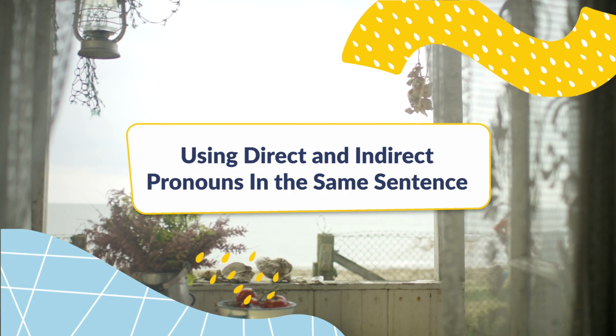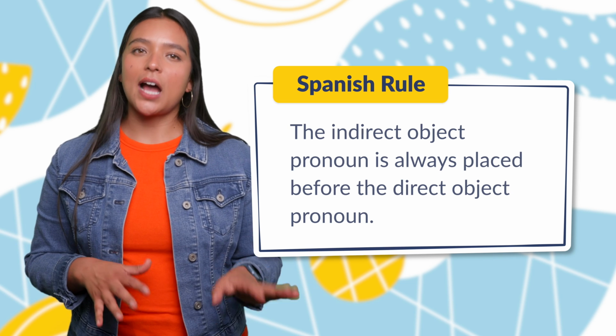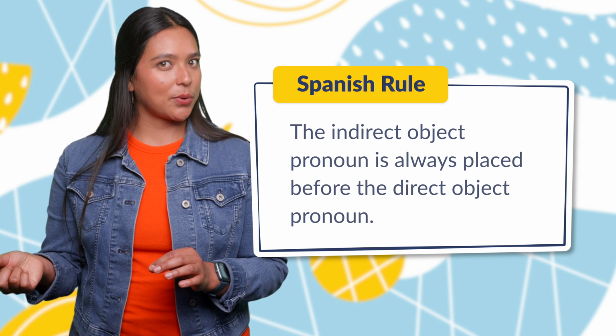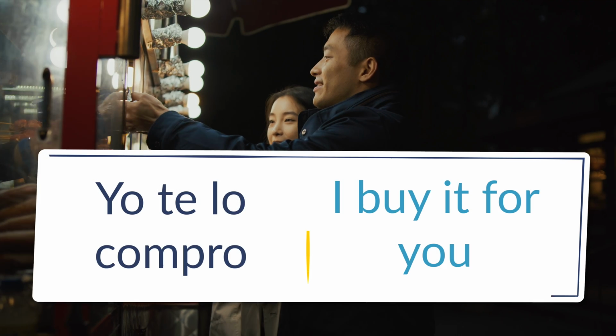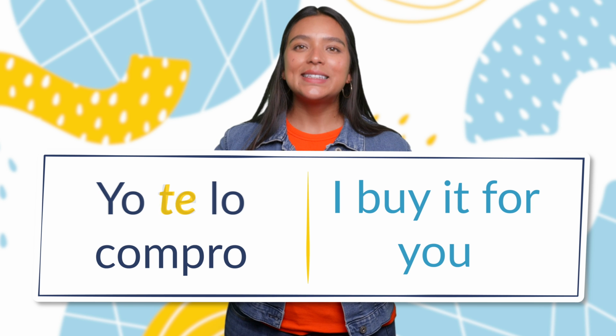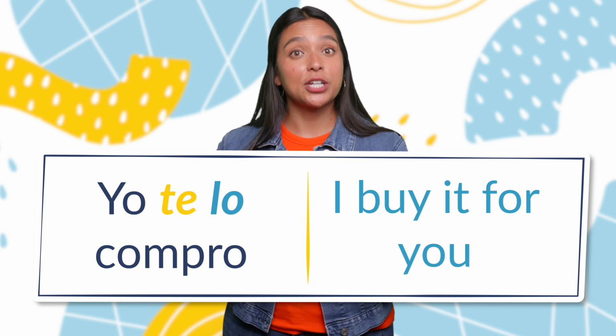So now that we know the difference between direct and indirect pronouns, as well as how to use them, let's see how to use them in the same sentence. Using direct and indirect pronouns in the same sentence. As a rule, the indirect object pronoun is always placed before the direct object pronoun. Let's look at a few examples. Yo te lo compro. I buy it for you. In that example, te is the indirect object pronoun and lo is the direct object pronoun.